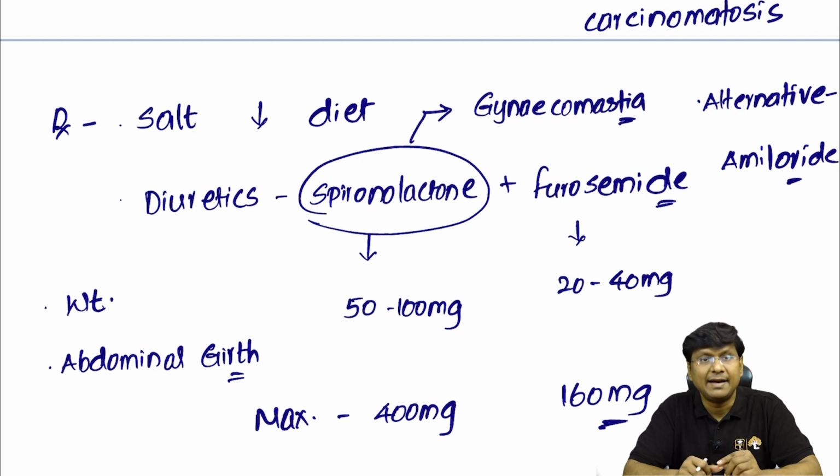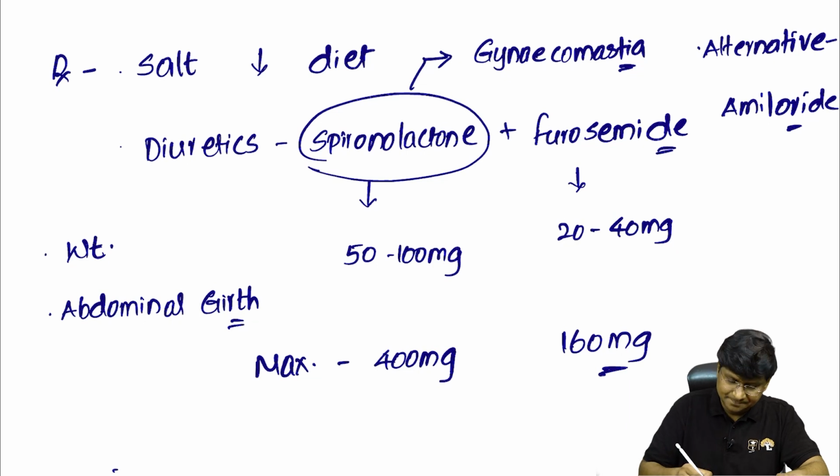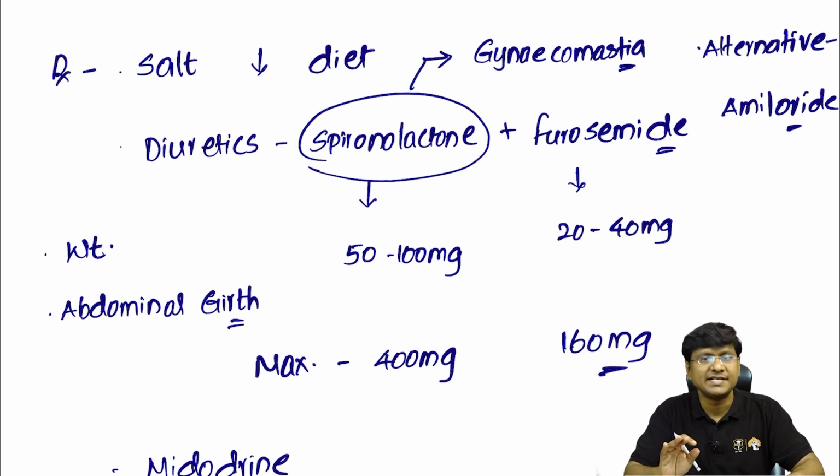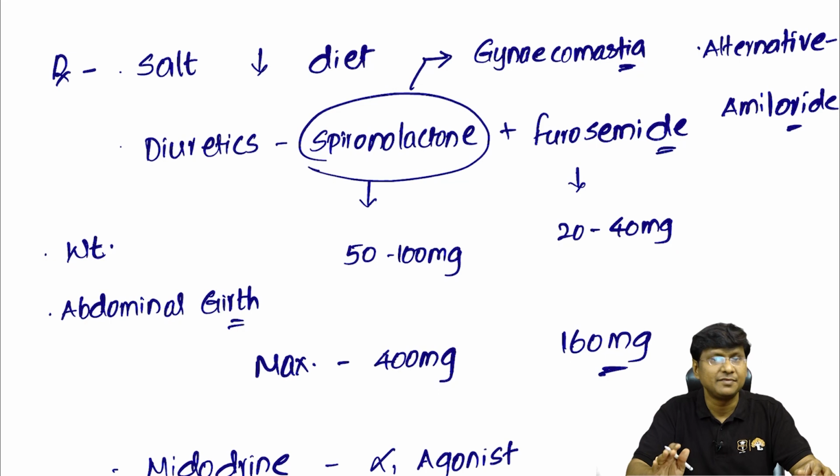You need to give amiloride instead of the spironolactone, right? Or you can also give eplerenone, okay? And in refractory cases, one of the drugs which is important is midodrine. Midodrine is a vasoconstrictor and that can be given. It is an alpha-1 agonist.